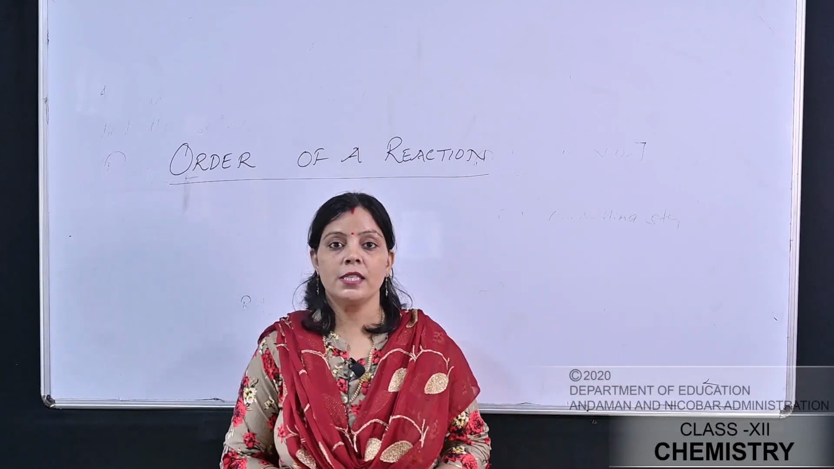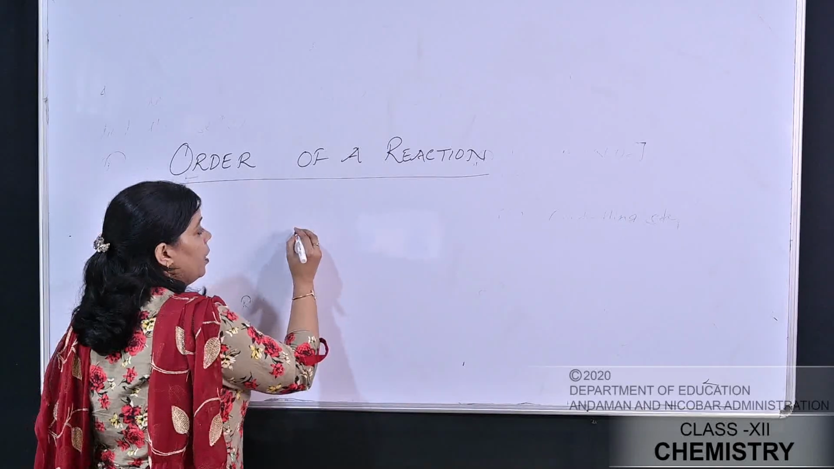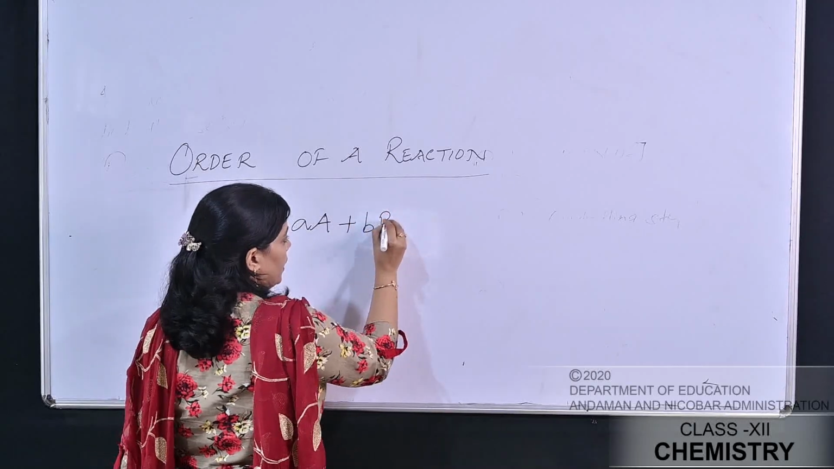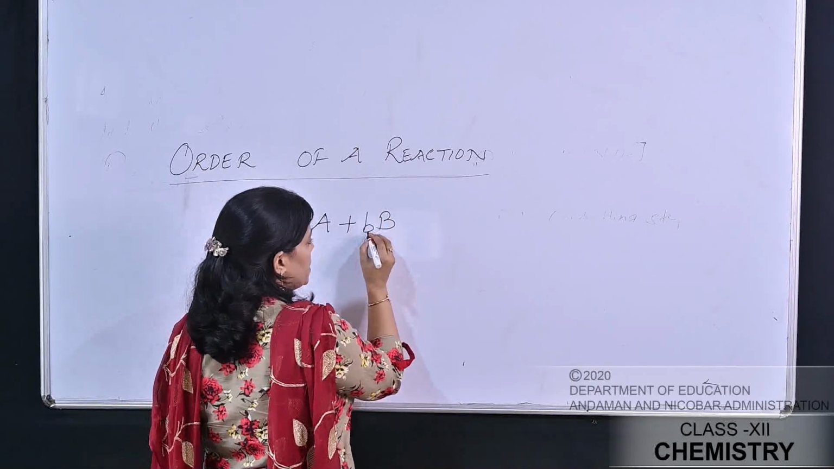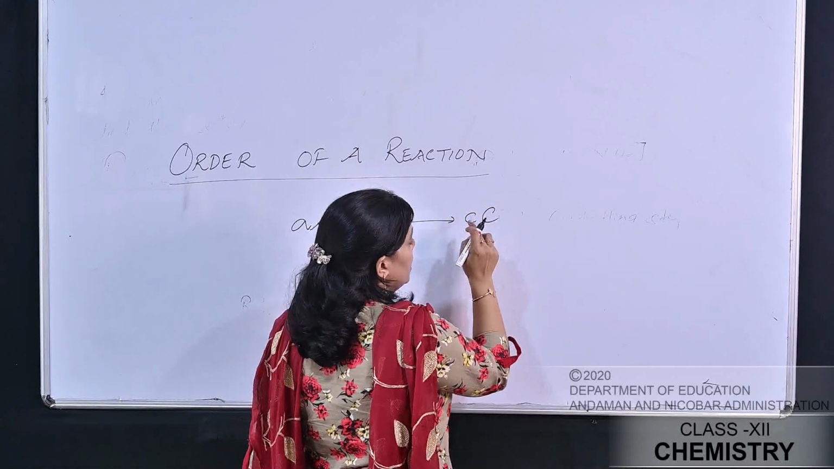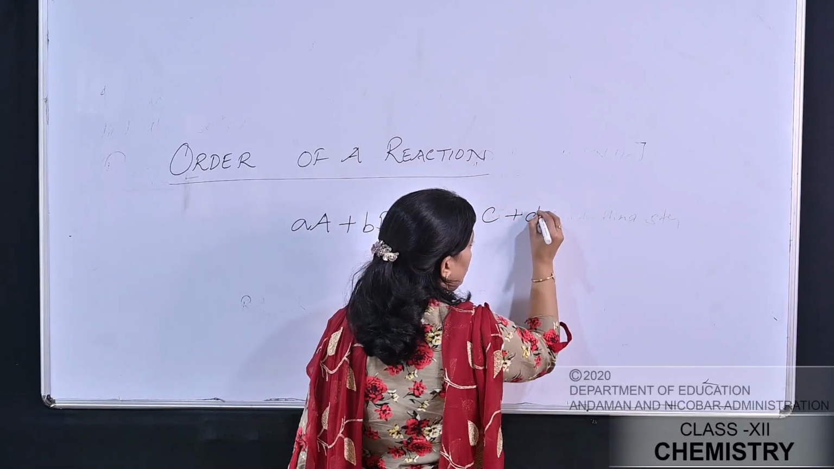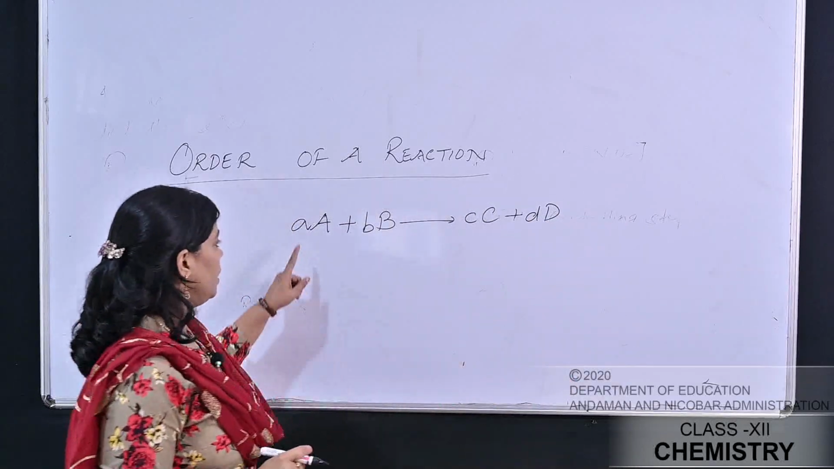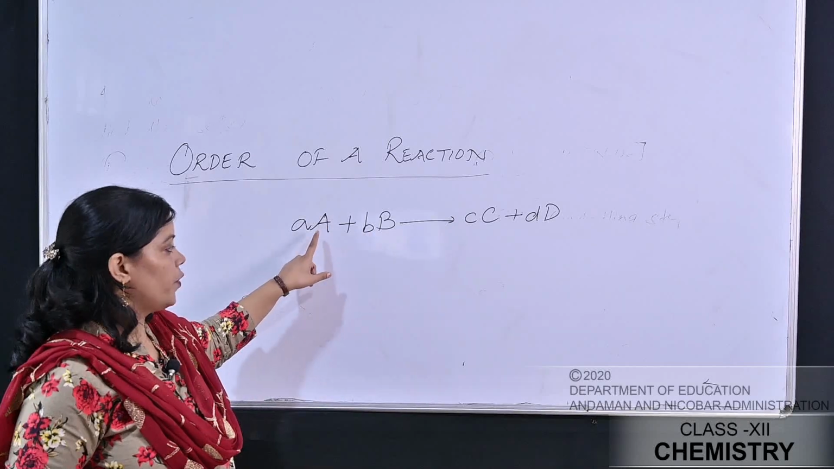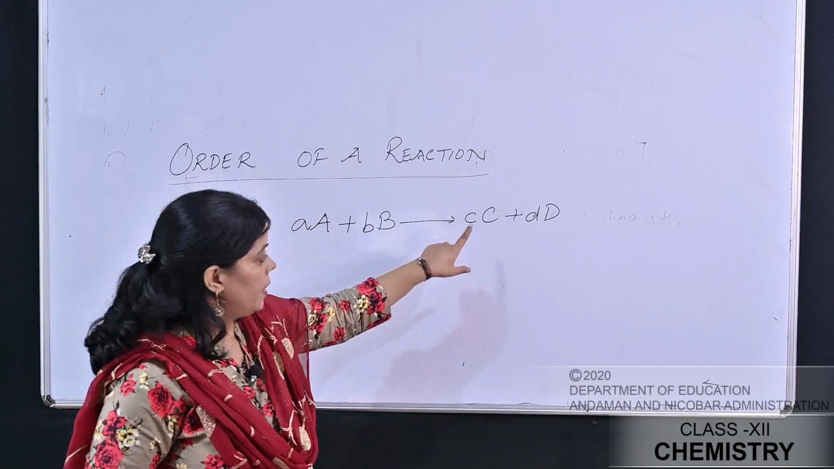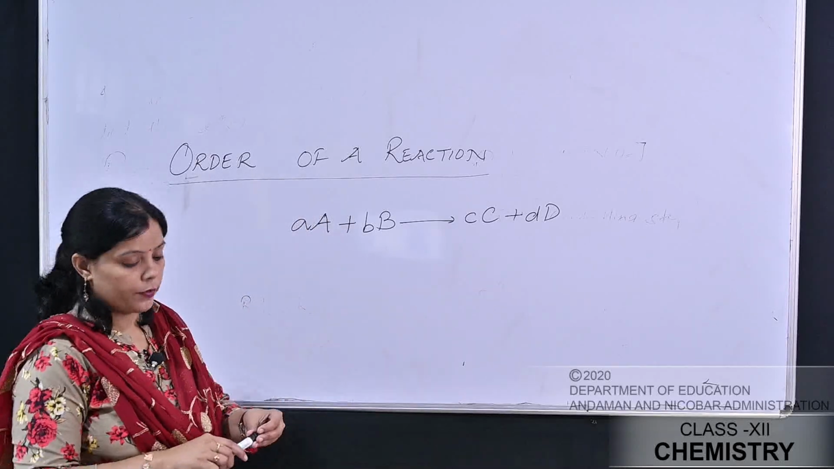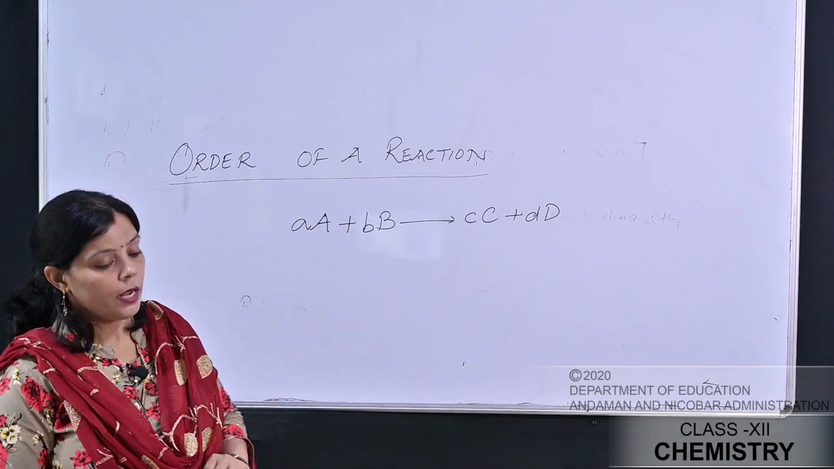To understand the concept of the order, let me take a hypothetical reaction, that is small a capital A plus small b capital B. On reaction it gives the product, that is small c capital C plus small d capital D. Here small a and small b are the stoichiometric coefficients of the reactants A and B respectively, and small c and small d are the stoichiometric coefficients of the products C and D.